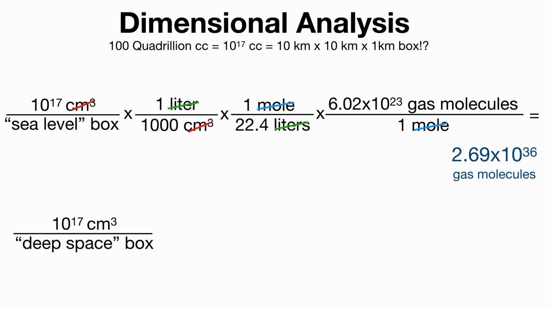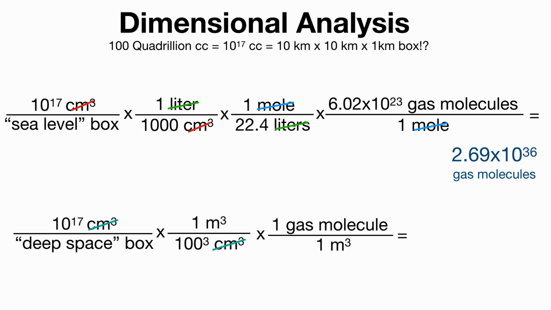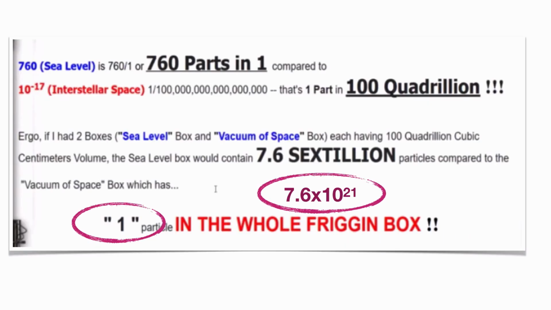All right. And now let's do the deep space box. Now we're going to convert to cubic meters. And the reason why we're going to convert to cubic meters is because outer space, and I think it might just be a theoretical number, but they estimate that there's one gas molecule per cubic meter. So that's why I can convert it to cubic meters there. And that gives us 10 to the 11th. All right. Now these were his numbers for the sea level box and the outer space box.